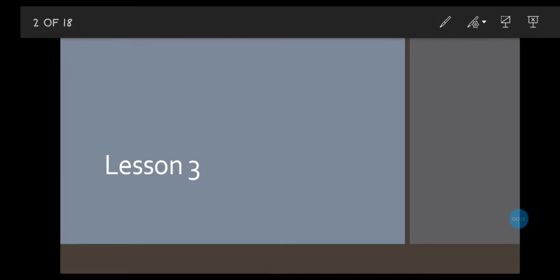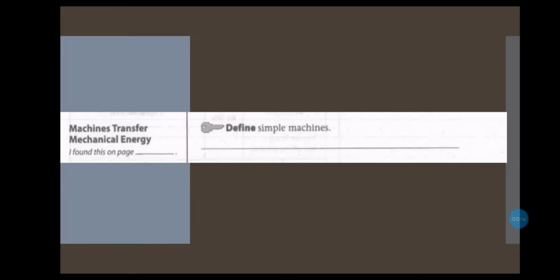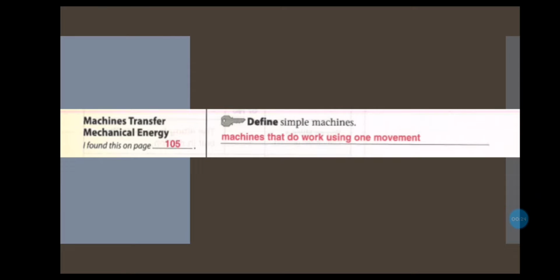We are going to check the exercises in your workbook concerning Chapter 3, Lesson 3, Machines. So, workbook page 32-33. The first exercise: define simple machines. The answer is found on page 105. Simple machines are machines that do work using one movement. So these are simple machines.